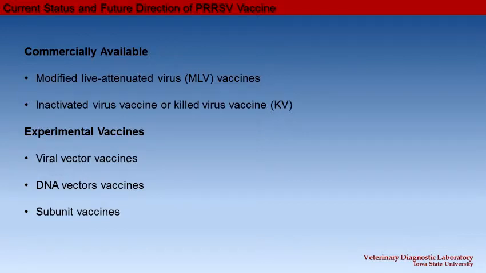There are other experimental vaccines out there: viral vector, DNA, subunit vaccines, all of them proven to have some efficacy somehow, but they don't work as well as the modified live. And unfortunately, it's probably the only tool besides management that we have to prevent the disease now.